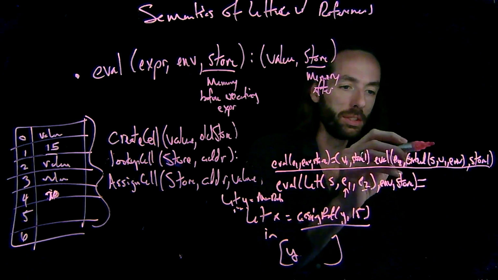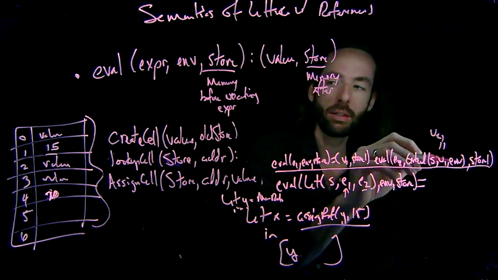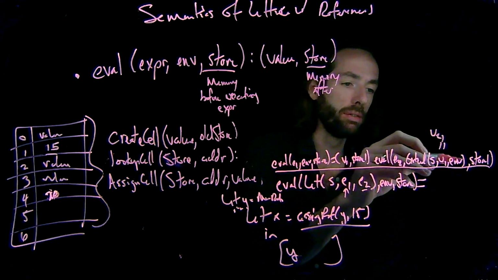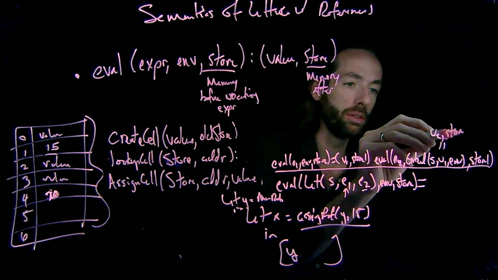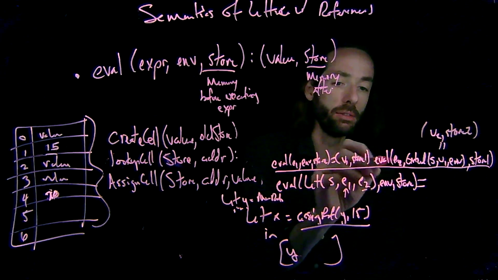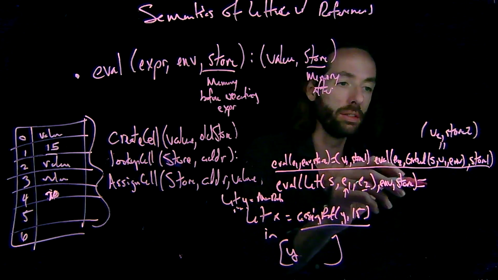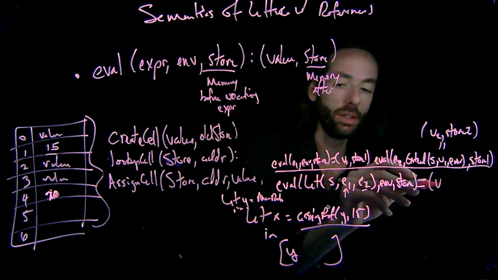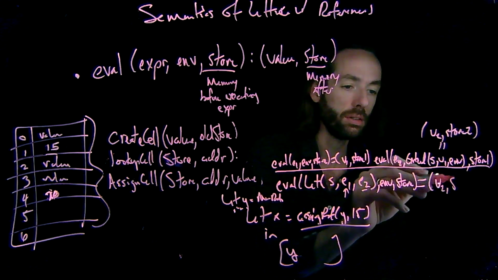And so what should this equal? This is going to be some other value v2 and the store that it returns. So it's going to be store 2, as remember, all evals now return some snapshot of the current store. So then this whole eval is going to evaluate to v2, store 2.